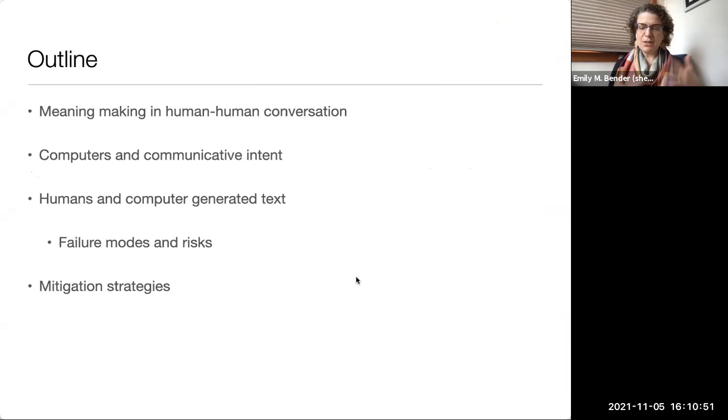So in outline, I'm going to talk some about meaning making in human-human conversation, and then talk about computers and communicative intent, and then talk about what happens when humans encounter computer-generated text, including some failure modes and risks, and then end with some mitigation strategies.